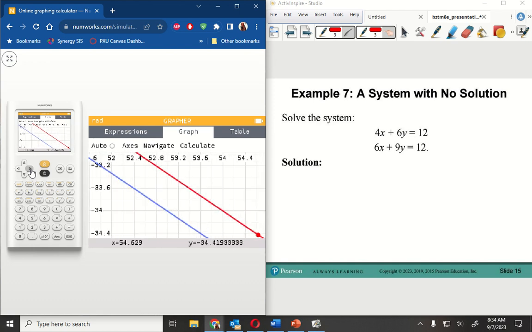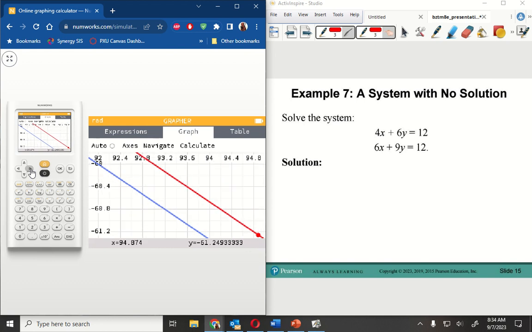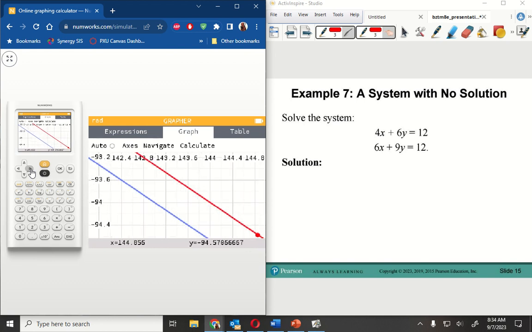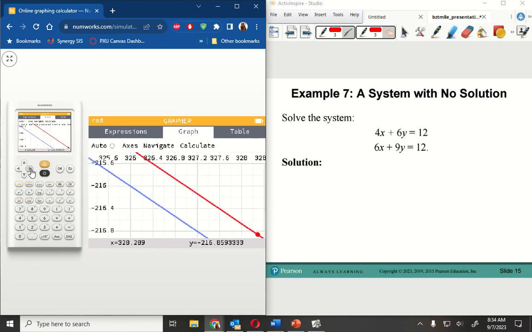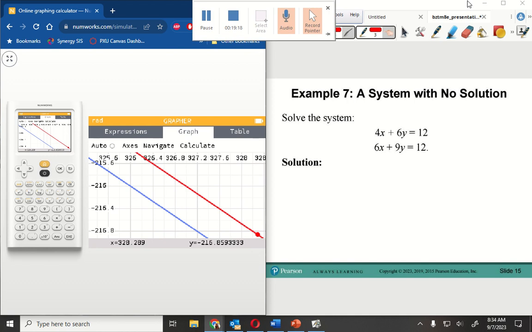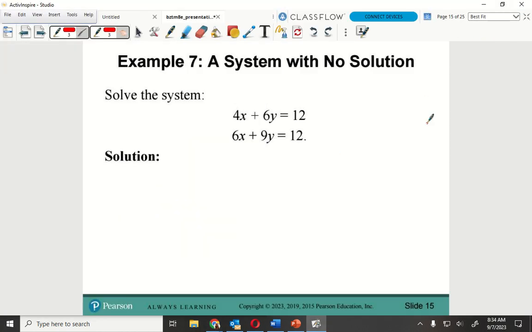If you notice, these lines are not getting closer, are they? Nope, they're not getting further apart. So they're parallel. It's always going to look like this. So do these intersect? Say no. They don't cross, so therefore, since they don't cross, this is no solution.